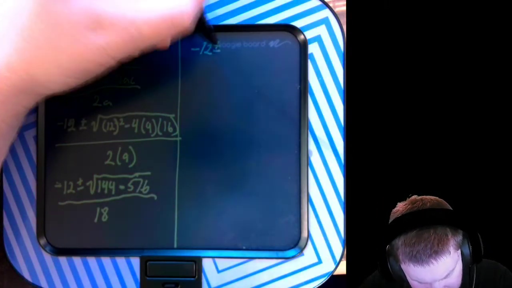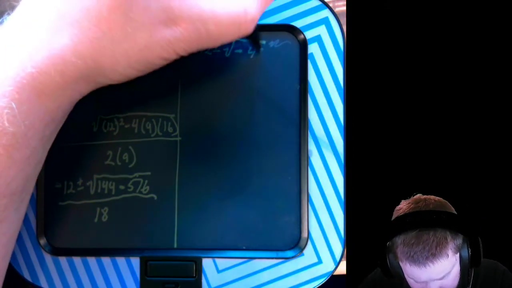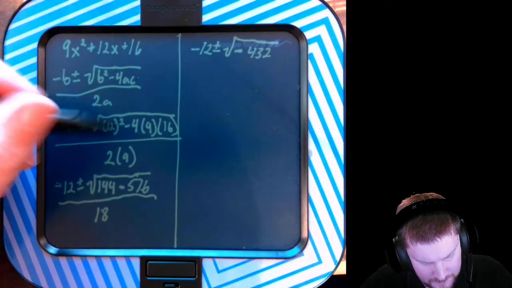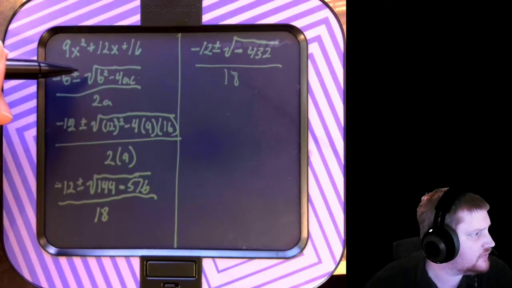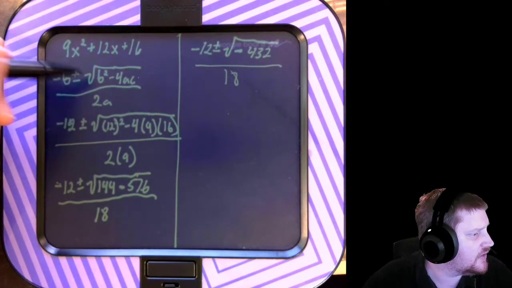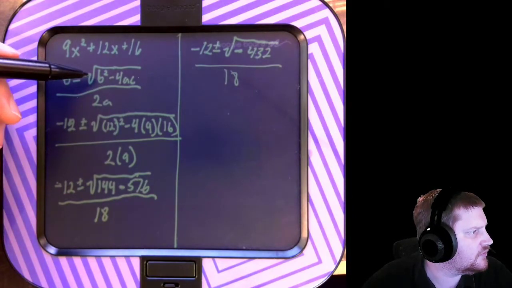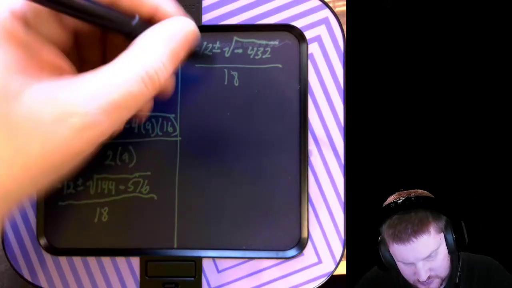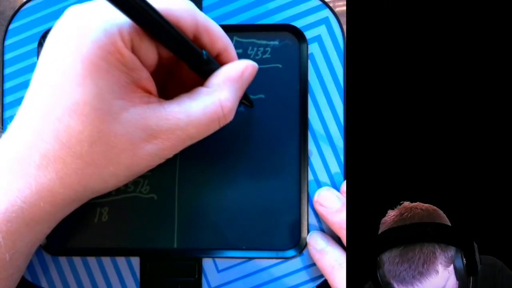So this is negative 12 plus or minus the square root of negative 432 over 18. 432 divided by 2 is 216. 216 divided by 2 is 108. 108 divided by 2 is 54. 54 divided by 2 is 27. 27 divided by 3 is 9. 9 divided by 3 is 3. Okay, so that gives us 1, 2, 3, 4 2's. So that's negative 12 plus or minus the square root of negative 2 to the 4th times 3 cubed.